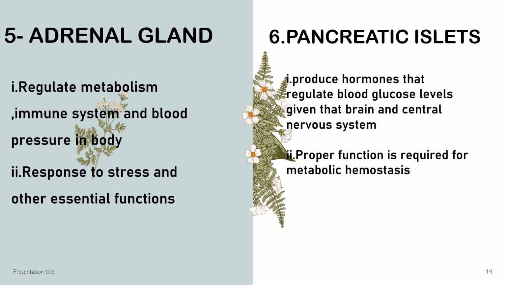The fifth gland is the adrenal gland. The adrenal gland will regulate the metabolism, our immune system, and blood pressure in our body. It will also respond to stress and other essential functions. The sixth gland is the pancreatic islet. The pancreatic islet will regulate blood glucose level given from the brain and central nervous system. A proper function is required for metabolic homeostasis.